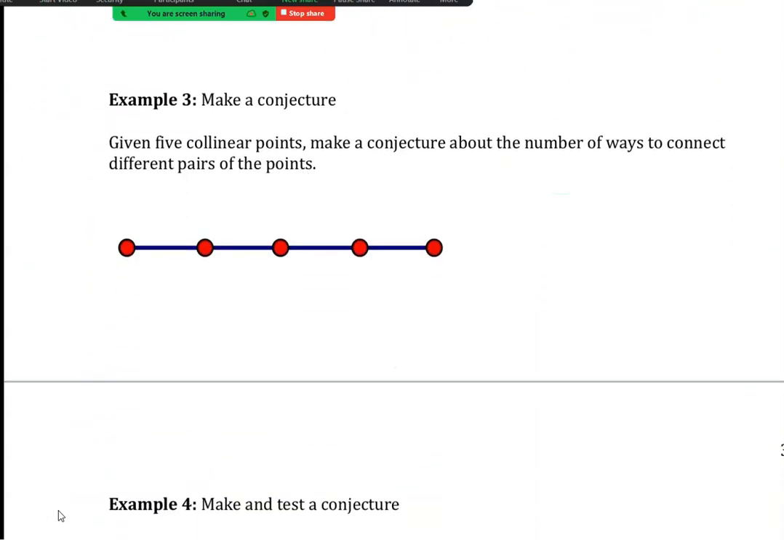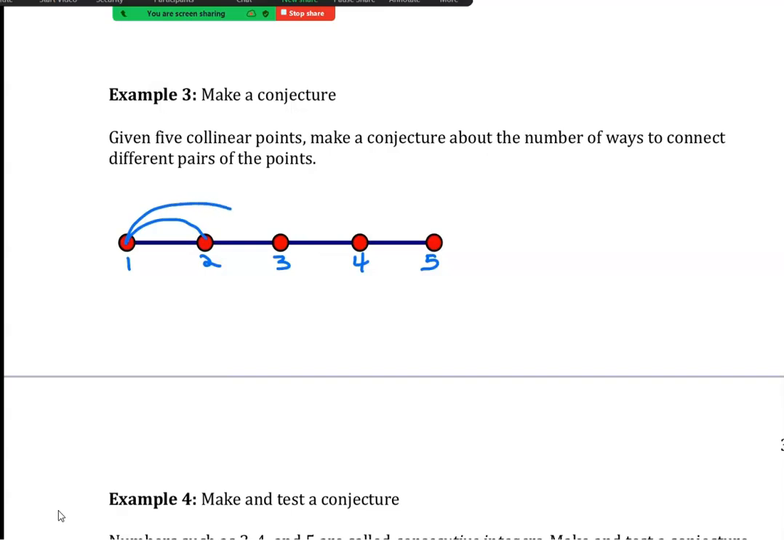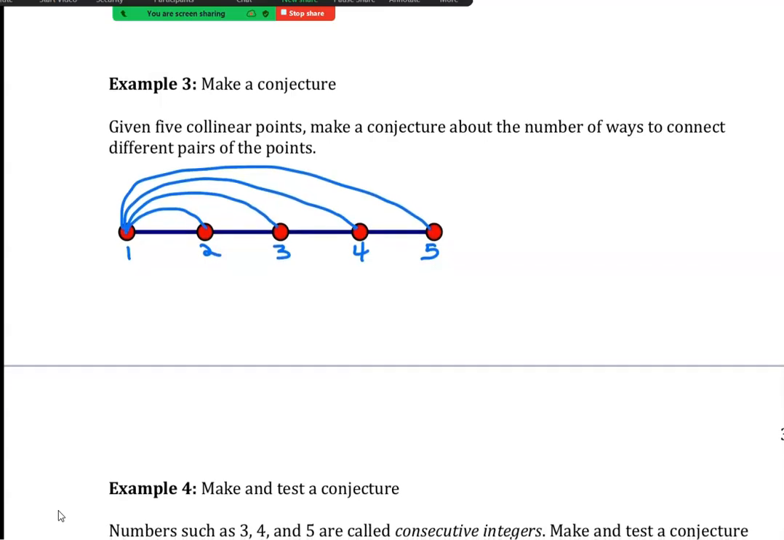Okay, given 5 collinear points, make a conjecture about the number of ways to connect different pairs of points. Interesting. Okay, I can connect, if I made these numbers 1, 2, 3, 4, 5. So using my blue first, I can connect 1 to 2, 1 to 3, 1 to 4, 1 to 5. Okay, so that's one way to do it. How many lines did I get? 1, 2, 3, 4. I got 4 lines.